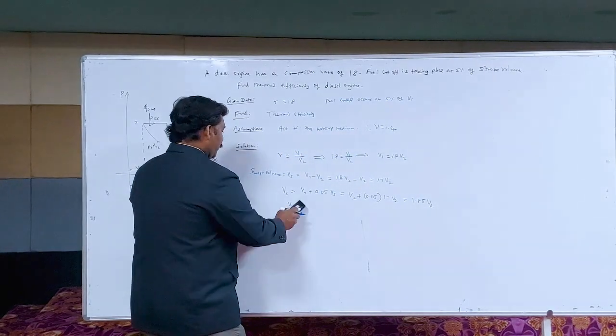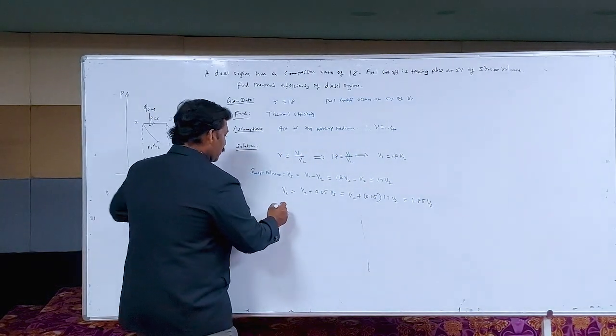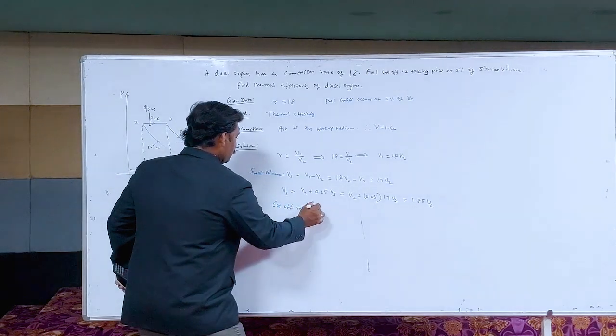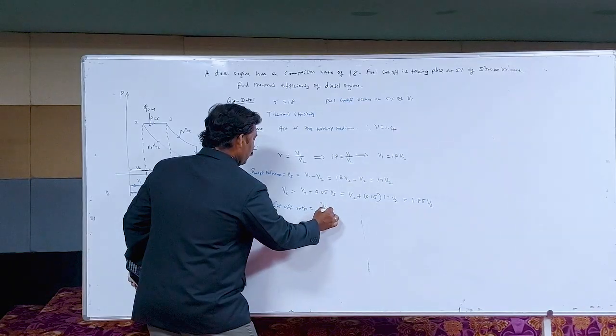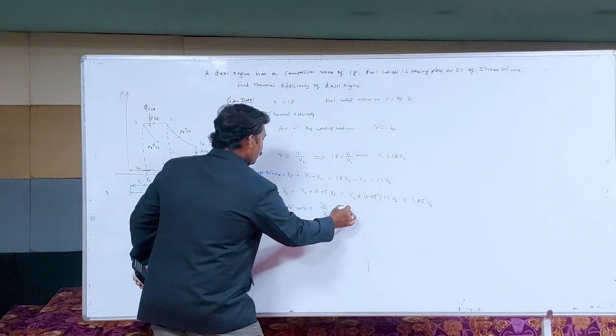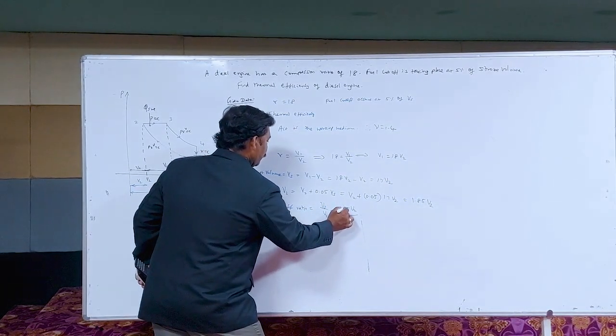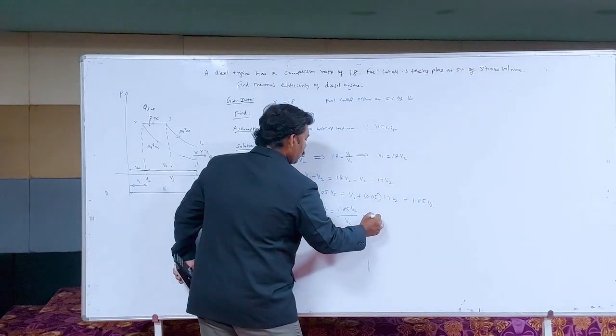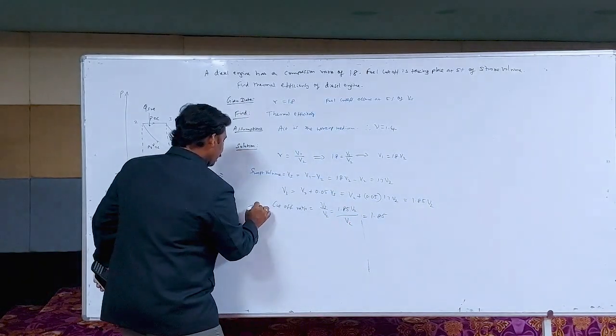So now we have to find out what is the cutoff ratio. The cutoff ratio is equal to V3 by V2. So 1.85 V2 by V2, because V3 is 1.85 times V2. So we get 1.85. This is the cutoff ratio.